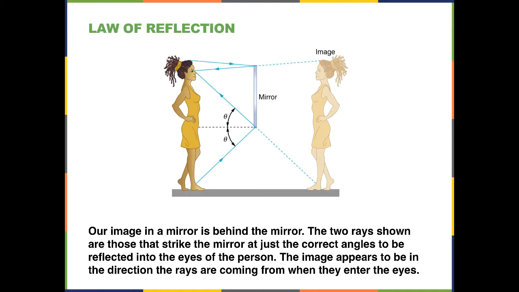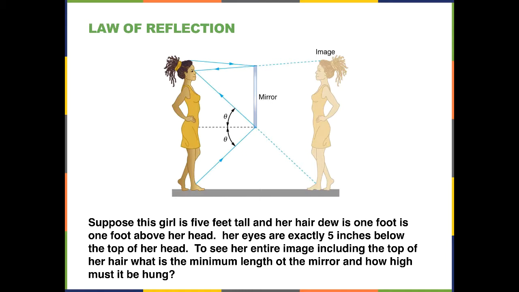Now, this problem is as follows. Suppose this girl is 5 feet tall and she has a hairdo that extends 1 foot above the top of her head. Her eyes are exactly 5 inches below the top of her head. To see her entire image, including the top of her hair, there are two questions. What is the minimum length of the mirror? And how high must it be hung?